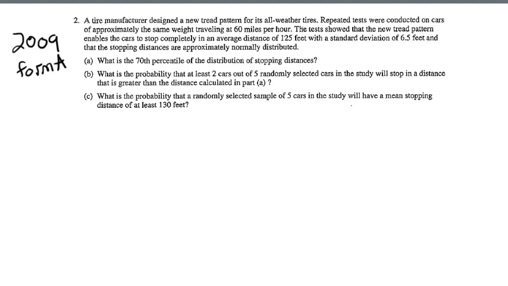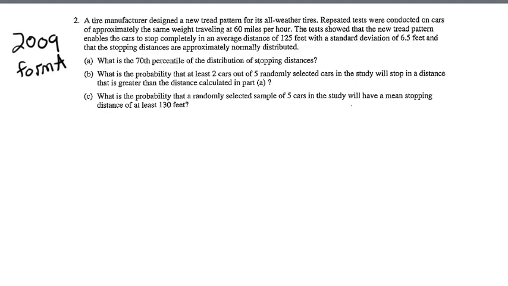The test showed that the cars stopped on average in 125 feet with a standard deviation of 6.5 feet, and that the stopping distances are approximately normal. So I guess in this problem, we're assuming that if our random variable is x, and x is the stopping distance for a car with this new tread tire traveling 60 miles an hour in feet, then x is normally distributed with a mean of 125 and standard deviation of 6.5. So A looks like it's just going to be a question using the normal distribution, finding a z-score and whatnot.